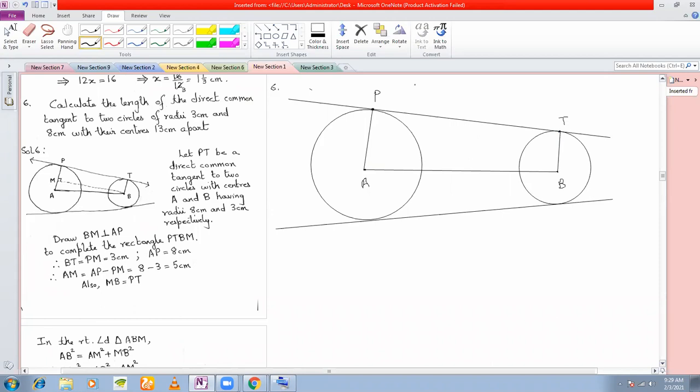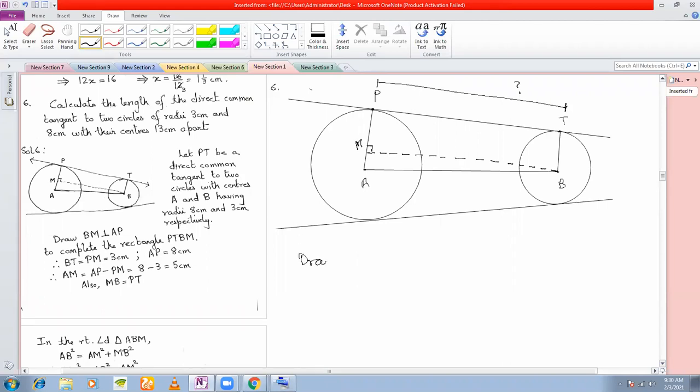So this is when we are finding out the length of the direct common tangent. This is what our construction will be. We have drawn a tangent, and just need to find out the length of PT. We need to find out this length. In this case, you draw a perpendicular from B on the radius AP. This is a construction. Okay, let us call this point M.